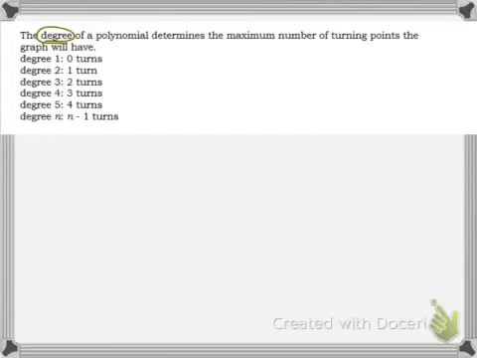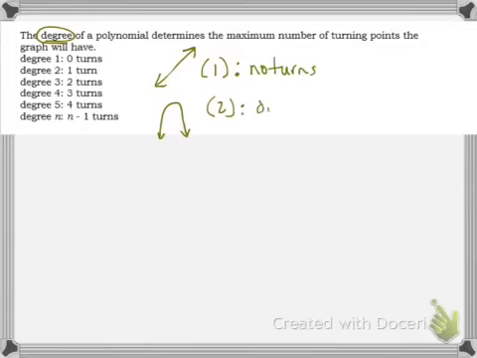So here's what we want to do. A degree 1, that's a line. So degree 1 is a line. So I'm going to put over here in parentheses that that's a degree 1. We know from chapter 4, again, that if it's a degree 2, that is a parabola. And so it turns once. So degree 1 has no turns. Degree 2 has 1 turn.